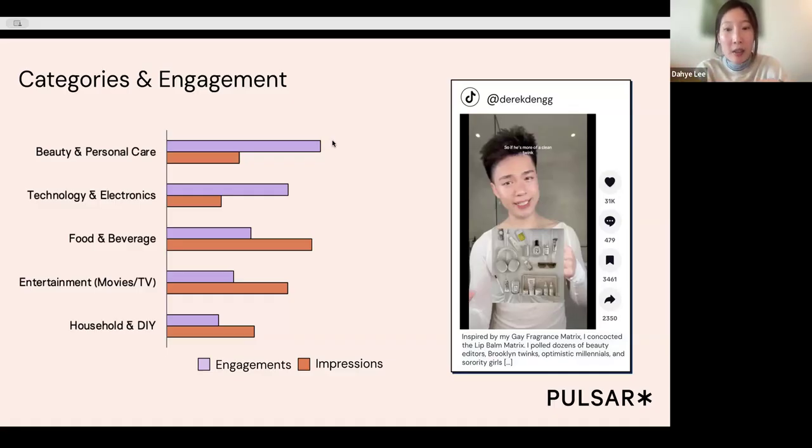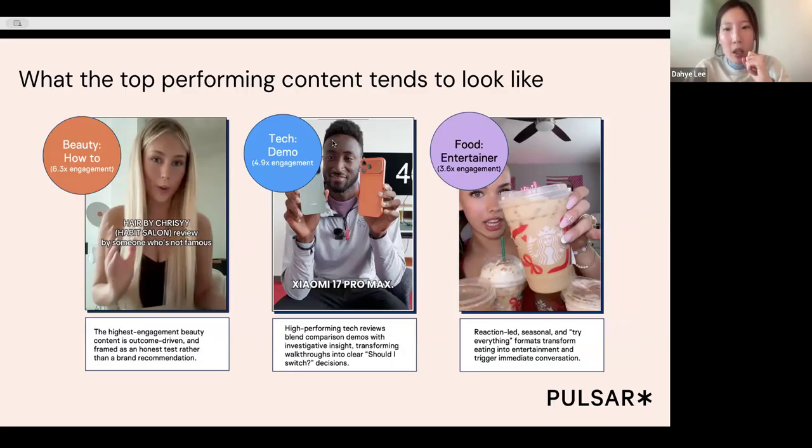If we go to the next slide. As we see here, for beauty, how-to content has really high engagement, meaning this type of content generates 6.3 times more engagement than the average type of beauty review. And in this how-to format, creators literally walk you through their actual routine, showing technique, demonstrating application, and then sharing real outcomes.